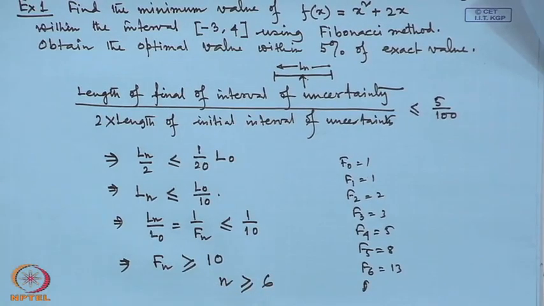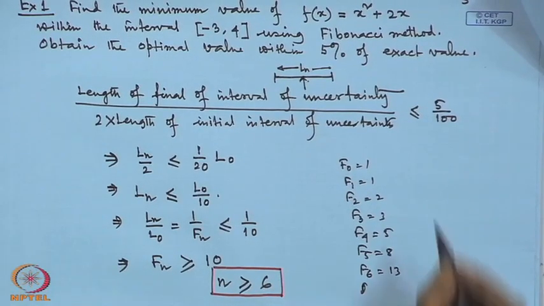This is my conclusion. That is why from here we can say the minimum 6 experiments we have to do for getting the desired level of accuracy, that is 5% of the exact value, as we have considered the middle point of Ln as the optimal solution of the given problem. If we increase n to 7, 8, etc., then we will get better and better results, and the interval of uncertainty will be smaller and smaller. But since we are doing it manually, we will restrict ourselves to n equal to 6. We will apply the iteration process from step 1.